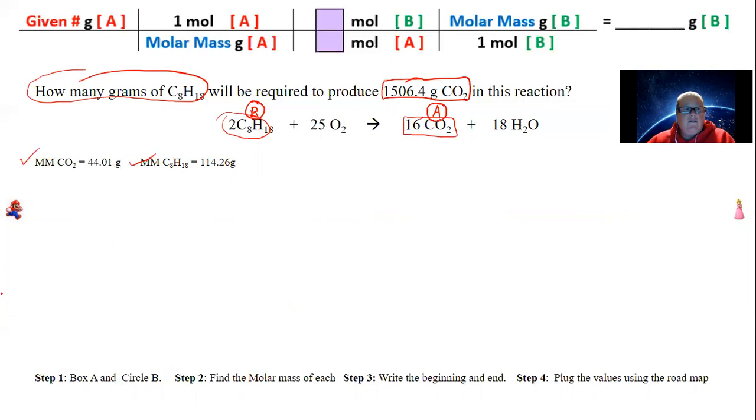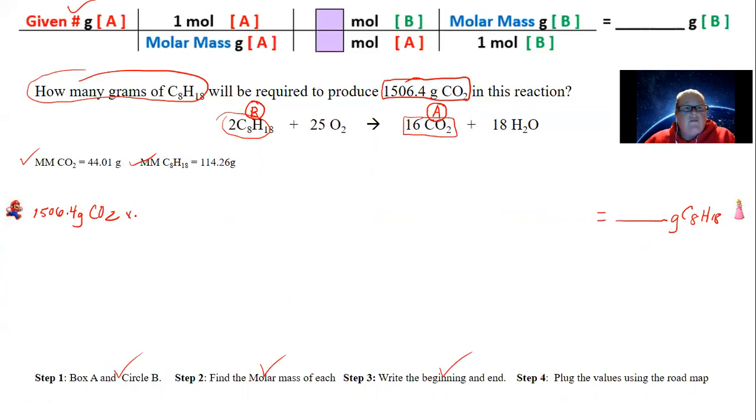Write the beginning and the end. The beginning is the number, 1,506.4 grams of A, which is CO2. Okay, so I've gotten that. And I'm going to write the end, which is how many grams of C8H18 will be required to produce this much carbon dioxide. All right, so I have got my box, my circle. I found the molar mass of each. I wrote the beginning and the end. And I'm just going to start the steps now.